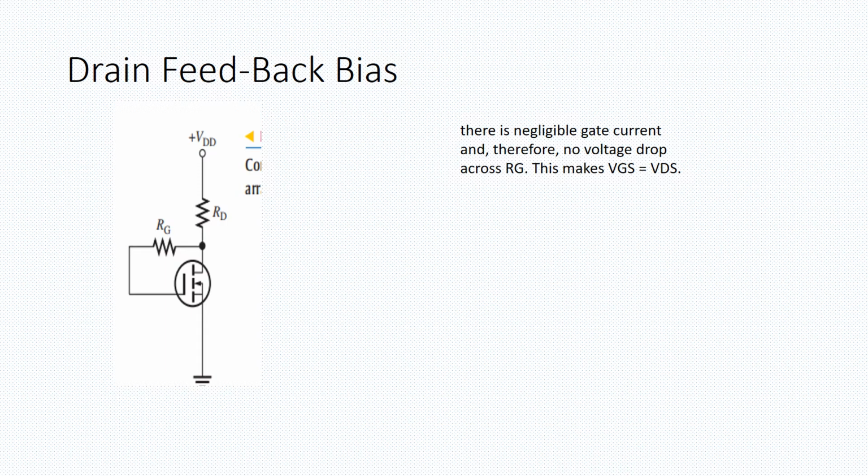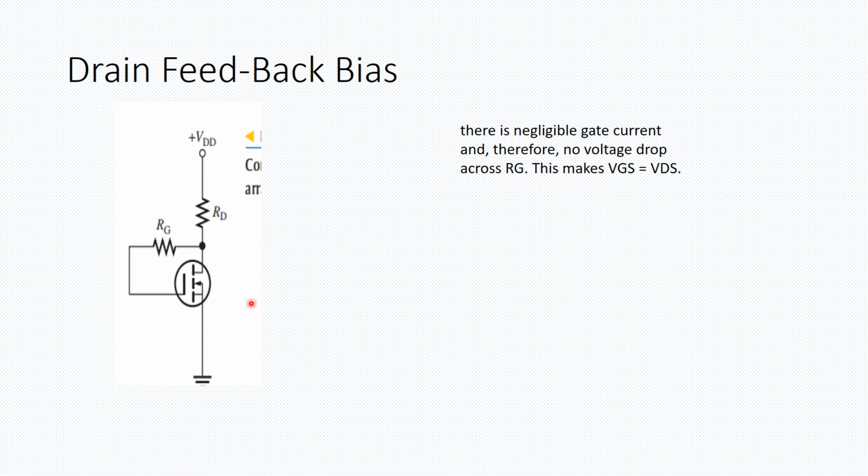Now the drain feedback circuit. Can you concentrate on the symbolic representation of the E-MOSFET and try to identify what type of E-MOSFET is used, an N-channel or a P-channel MOSFET? Certainly, it is a P-channel MOSFET.